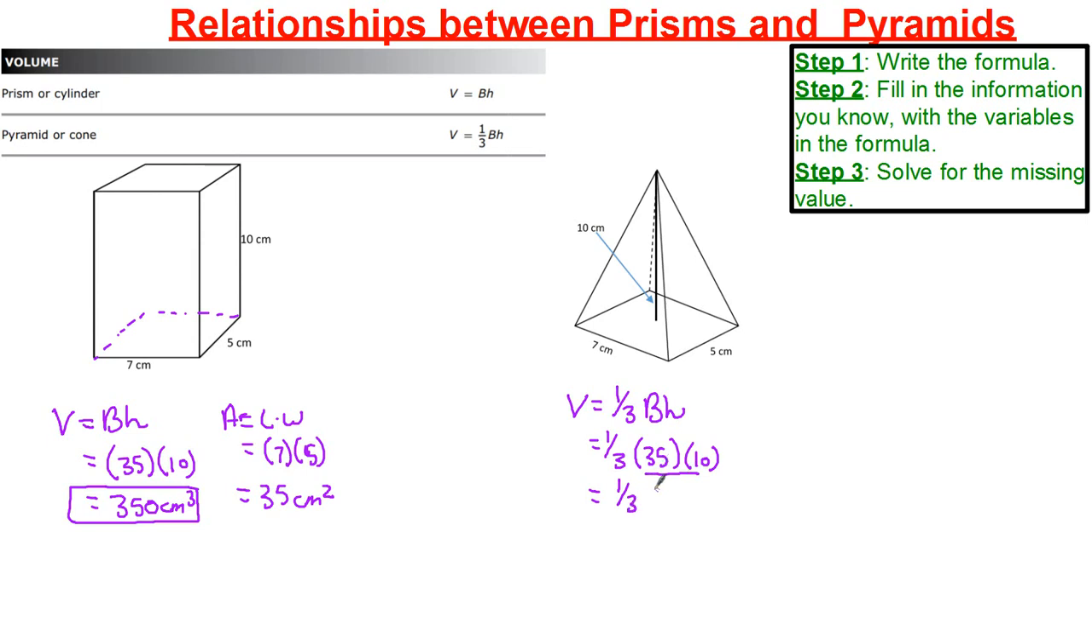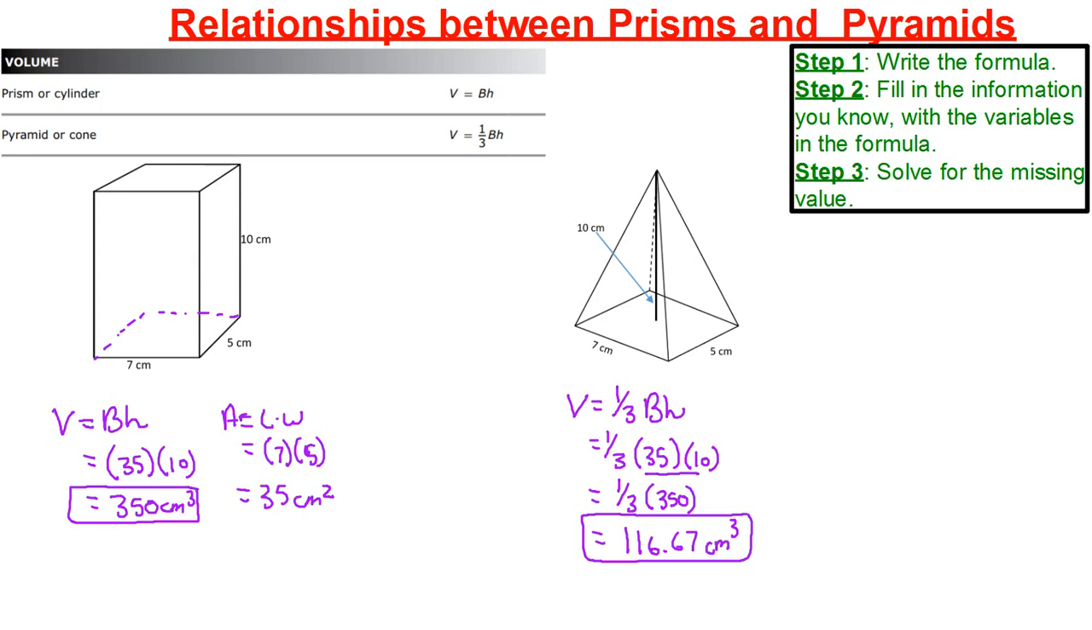So 35 times 10 is equal to 350. And then at this point, we're just dividing by 3. We're multiplying by 1/3, but essentially we're just dividing by 3. So 350 divided by 3 is 116.67, and I'm just going to round it at 7 because it's going to be 6666 on forever, centimeters cubed. As you can see, if we multiply this by 3, we get 350. So the volume of a pyramid is 1/3 the volume of the prism if they have the same base.